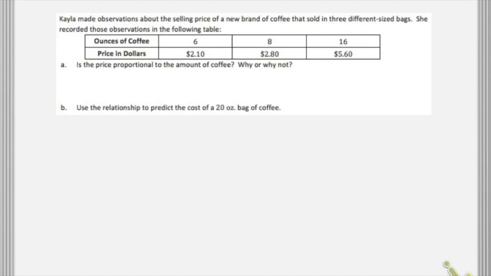Kayla made observations about the selling price of a new brand of coffee that sold in 3 different size bags. She recorded those observations in the following table. Is the price proportional to the amount of coffee? So what we would have to do is, again, make our ratios. So $2.10 over 6, $2.80 over 8, and $5.60 over 16.